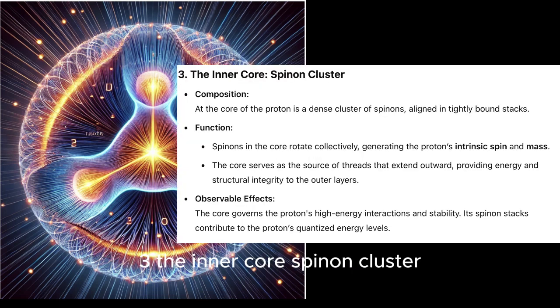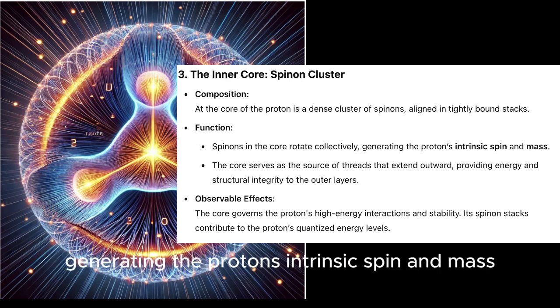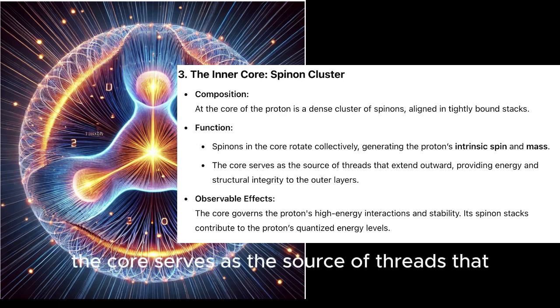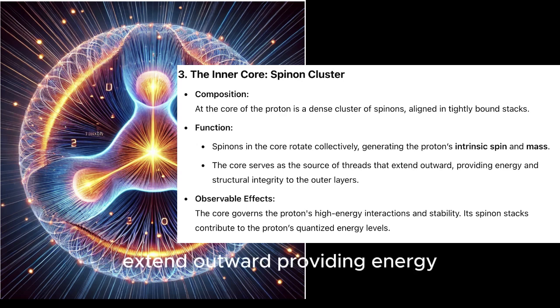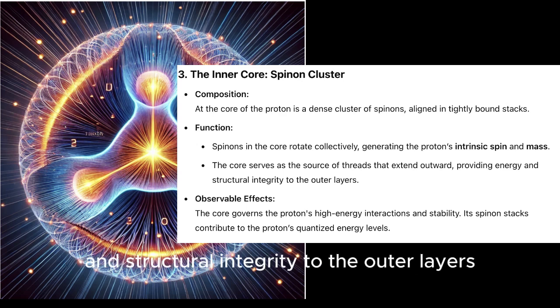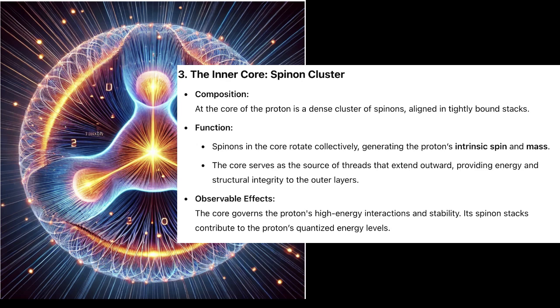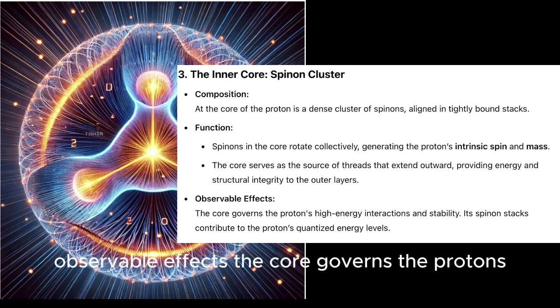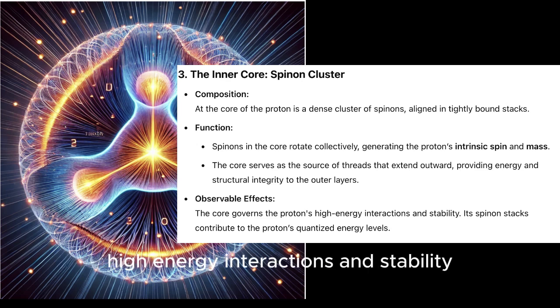3. The inner core, spinon cluster composition. At the core of the proton is a dense cluster of spinons, aligned in tightly bound stacks. Function. Spinons in the core rotate collectively, generating the proton's intrinsic spin and mass. The core serves as the source of threads that extend outward, providing energy and structural integrity to the outer layers. Observable effects. The core governs the proton's high-energy interactions and stability.